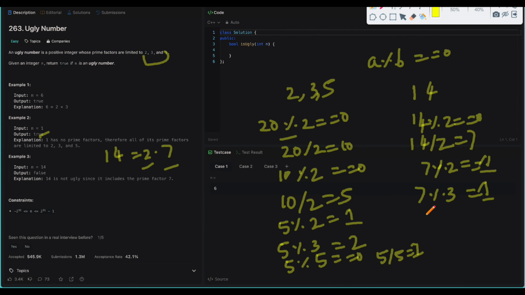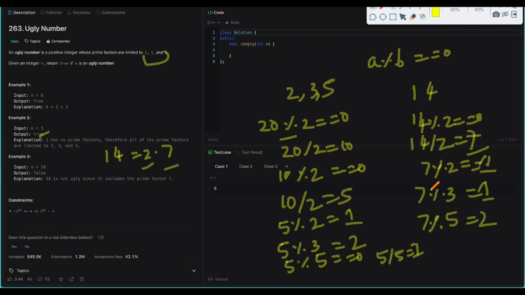So now we will go to the last prime factor, that is 5. And we check, is 7 divisible by 5? And the answer is no, because 7 modulo 5 is equal to 2 instead of 0. And now in the end we had only 7 remaining, which is not equal to 1, because if this number's prime factors were limited to 2, 3 and 5, we should have got 1, but instead we got 7. So that is why we will return false in this case.